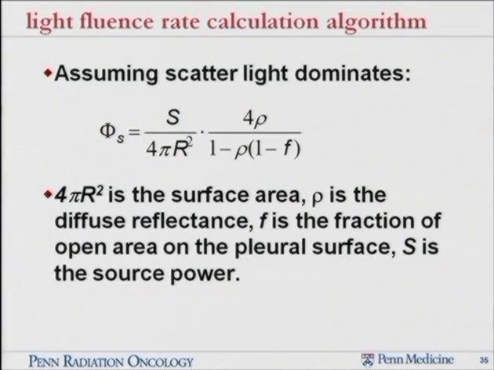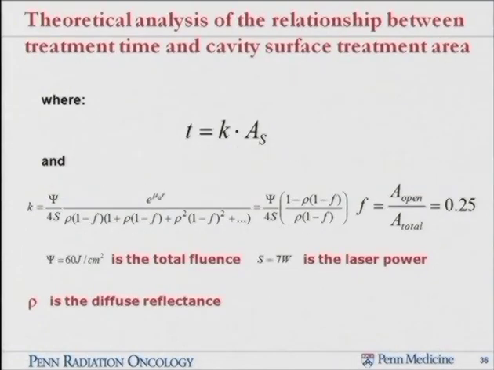And one thing we are doing now, since we have accumulated a large amount of data for light fluence versus the volume and the treatment time, is to see if we can correlate the treatment time to the surface area of the cavity, because we have a large collection of patients that have been treated. Based on this model, if scatter light is the dominant factor, then they are proportional to each other. And if it's a perfect integrating sphere, then the shape doesn't matter. It can be any shape, right? The important thing is to determine the surface area.